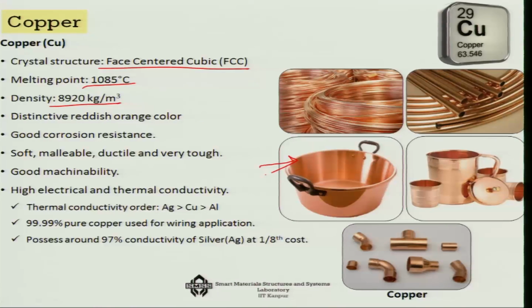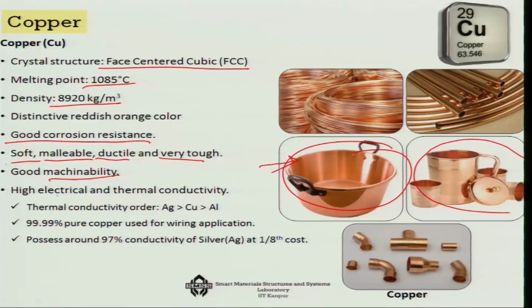It is used for all the traditional utensils, and it is used for one very important reason, that it has a good corrosion resistance. So, it does not get corroded very easily. The other good thing is that it is soft, malleable, ductile and very tough. So, that means you can give it various shapes. It has a very good machinability, and one of the reasons why it is used for cooking systems is that it has good electrical and thermal conductivity.